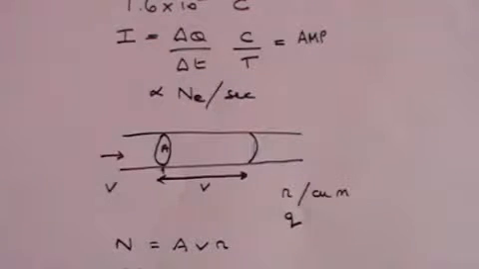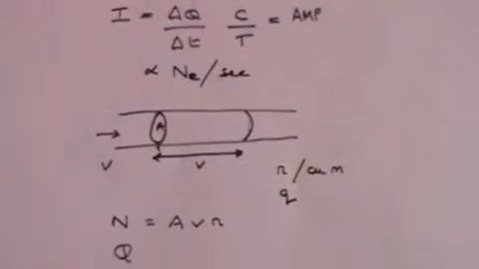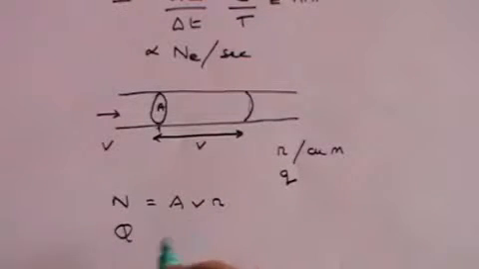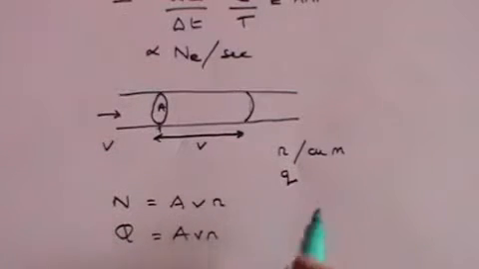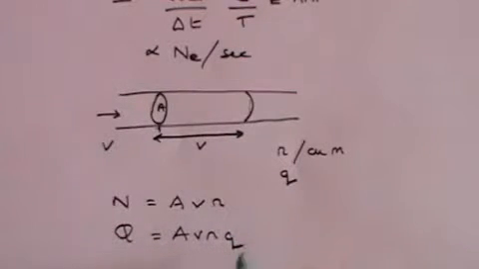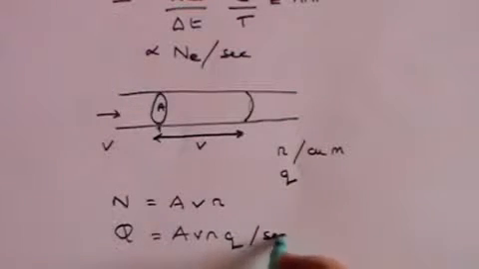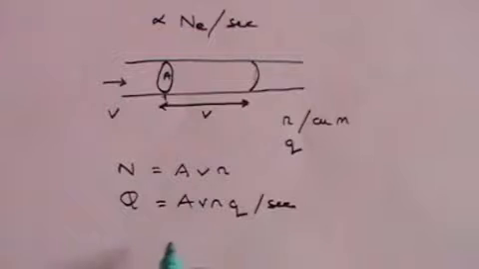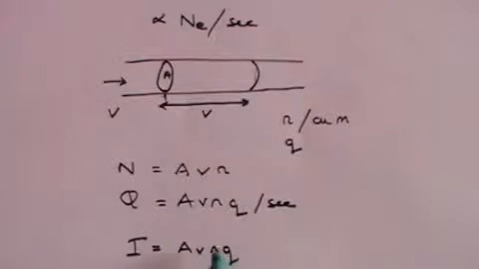What is the total charge that will pass in 1 second? Well, it's the number of electrons times the charge on each electron. So that is the total charge passing per second. And charge per second is the current. So the current is simply AvnQ: cross-sectional area times the drift velocity times the number of electrons per cubic metre times the charge on each electron.